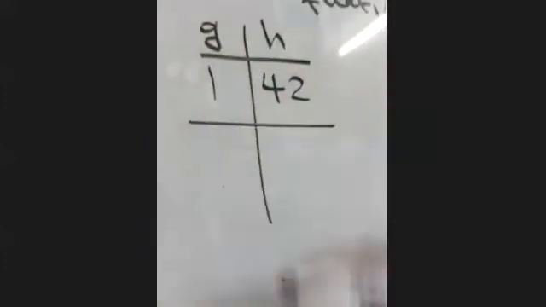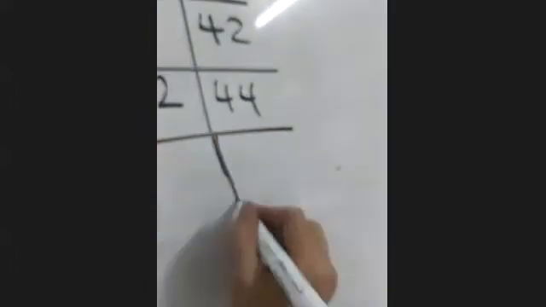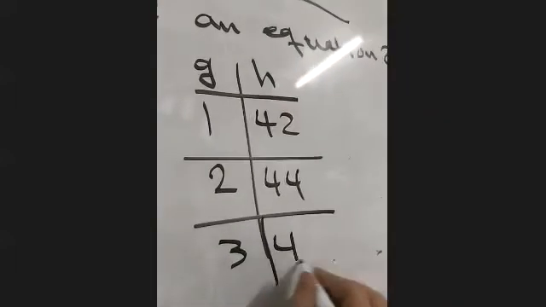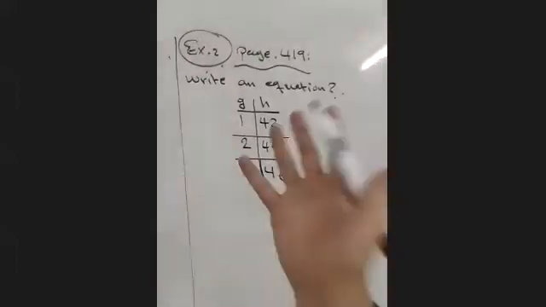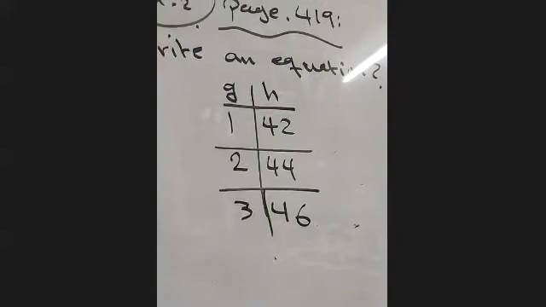Now the second point. What is the second point? Give it to me. It is 2 and 44. Good. Now, the third point, what do we have? Quickly, my son. 3 and 46. Now, from where did we get this table? From the graph which is given in the question.